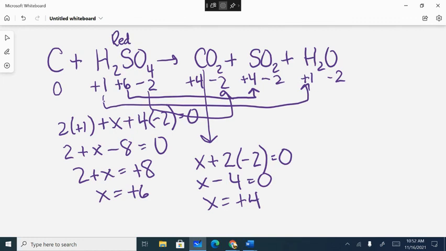Carbon went from 0 to plus 4. He lost some negatives. Those negatives he lost are called electrons. So he was oxidized because he lost electrons.